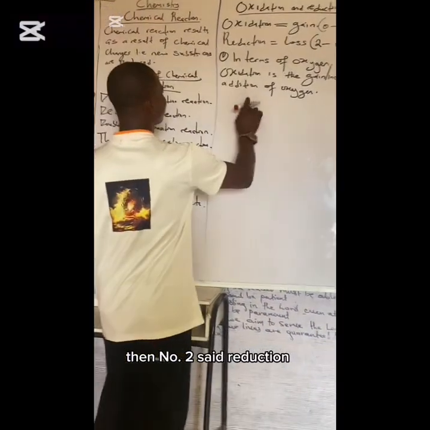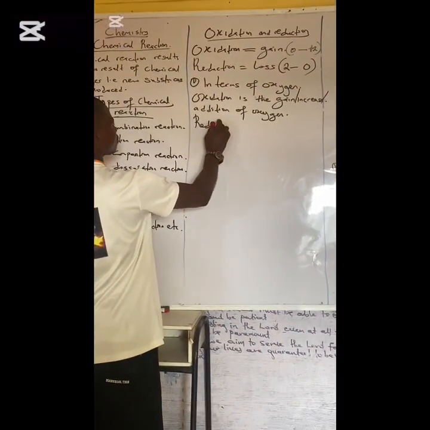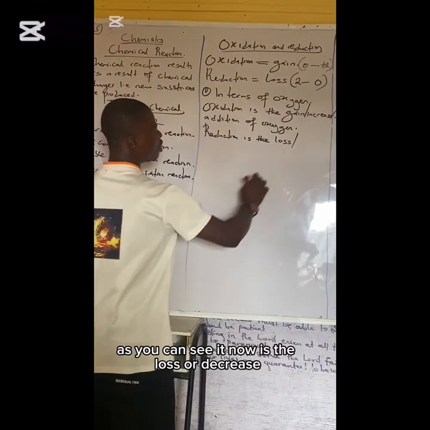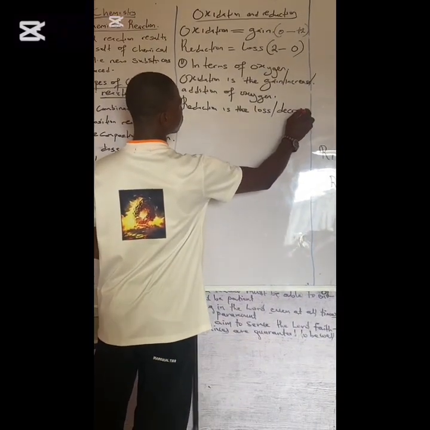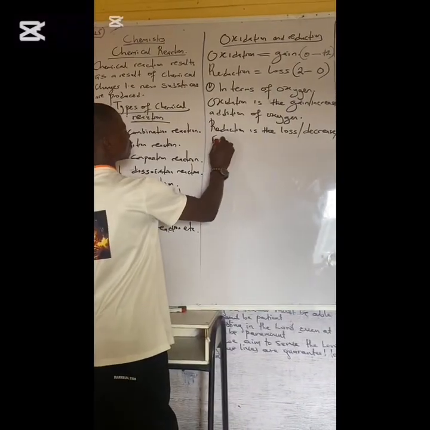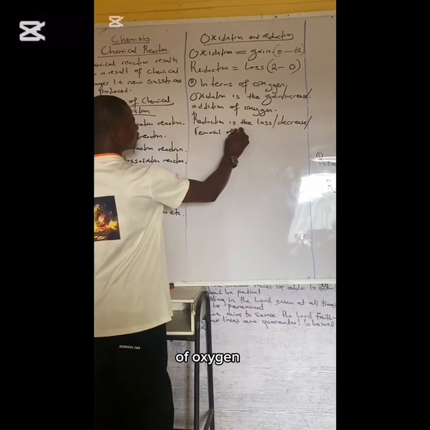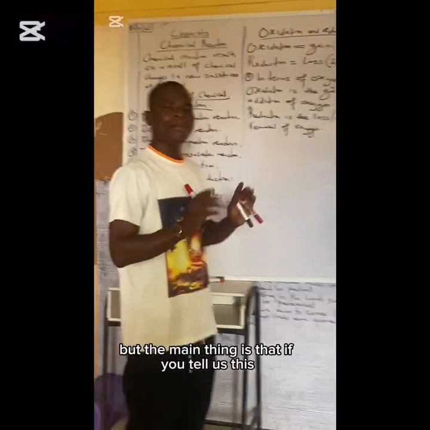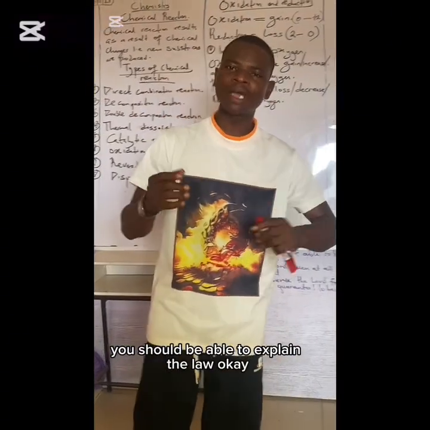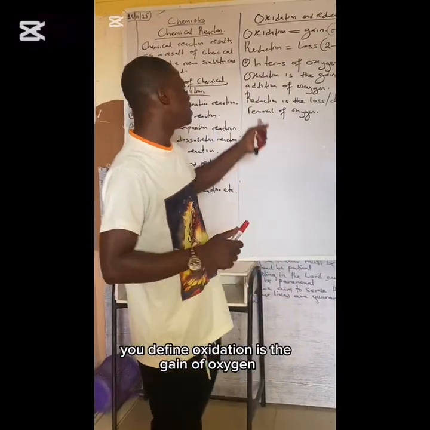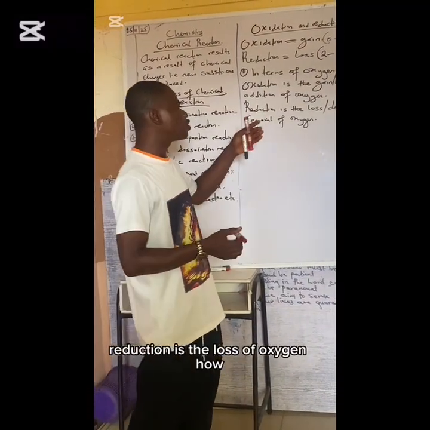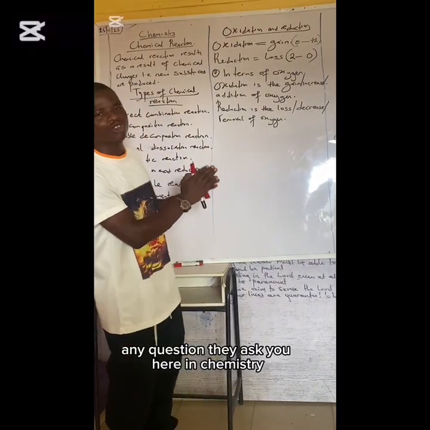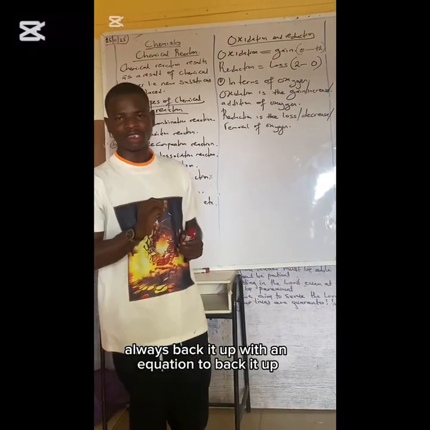Then number 2, reduction is the loss, or decrease, or removal of oxygen. Anyone you use in your exam, you are correct. But the main thing is that if you tell us this, you should be able to explain it. How can you define oxidation as the gain of oxygen and reduction as the loss of oxygen? Because for any question they ask you in chemistry, always back it up with an equation.